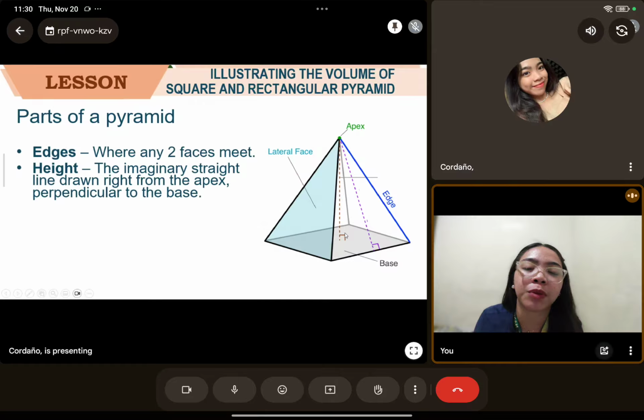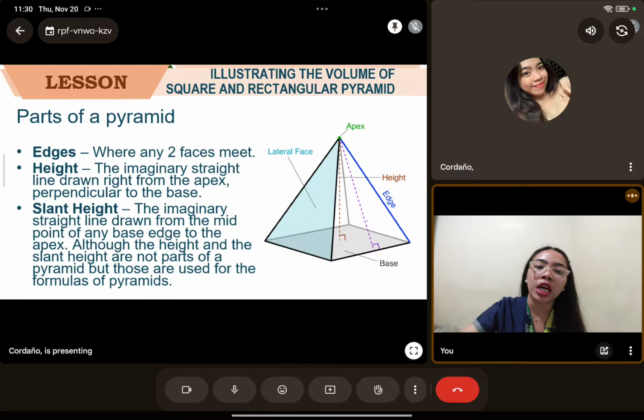This one, yan. Perpendicular dapat siya doon sa base. Okay, yan yung height. How about this violet? Yung violet diyan na broken line, it is what you call the slant height: the imaginary straight line drawn from the midpoint of any base edge to the apex. Although the height and the slant height are not parts of a pyramid, those are used for the formulas of pyramids.